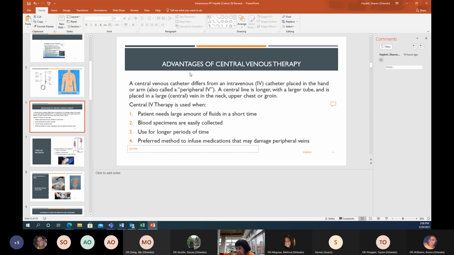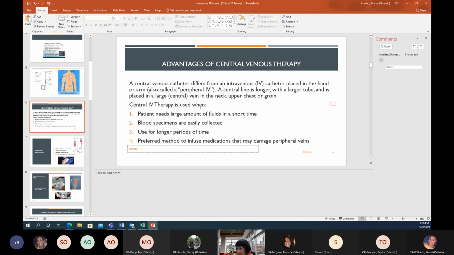Okay, for the advantages of central venous therapy, this is important. You see here the advantages. A central venous catheter differs from an IV catheter that is placed in the arm, in the hand or the forearm. A central line is longer with a larger tube and is placed in the large central vein in the neck, upper chest, or the groin.